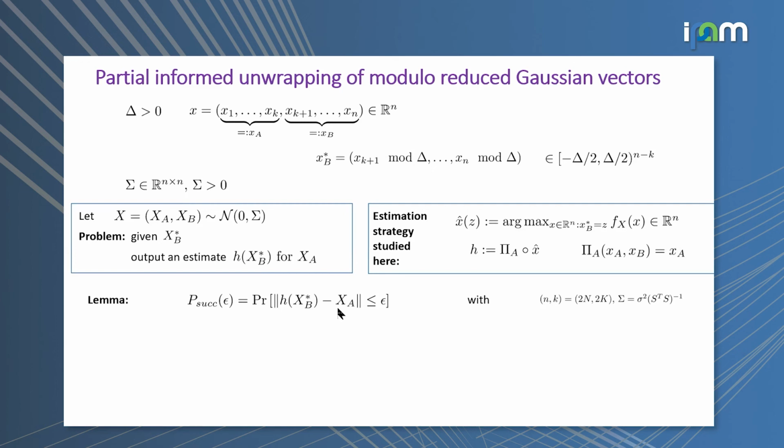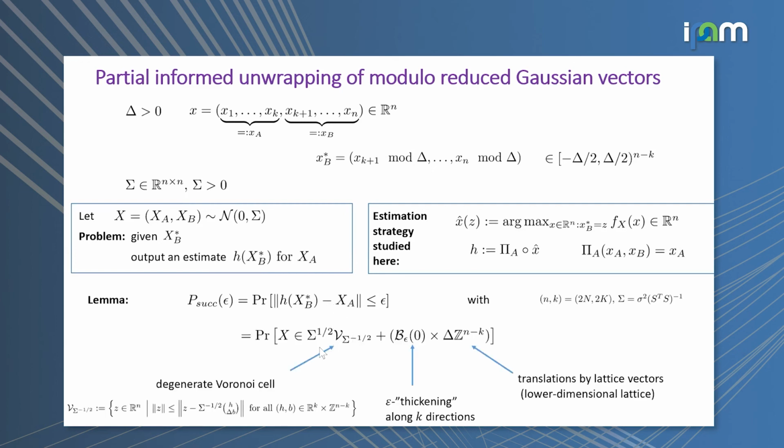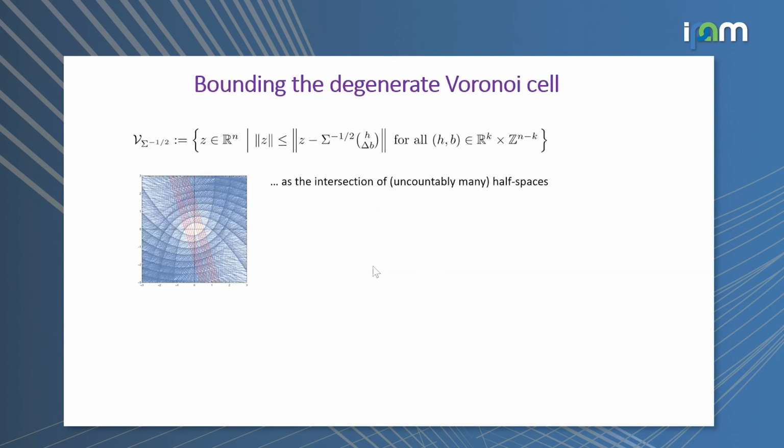And if you analyze this, you find that it takes a very similar form to what we had before. There's something like a Voronoi cell that's displaced along directions of a lattice. And in addition, there's some parameter epsilon, which enlarges these sets. So this is the Minkowski sum. Geometrically, this looks very similar, except that this is not really a standard Voronoi cell. It's degenerate in a certain sense, and this lattice is lower dimensional, it's not full dimensional. So let me just end with some pictures. This is what this degenerate Voronoi cell looks like. It's bounded by uncountably many hyperplanes.